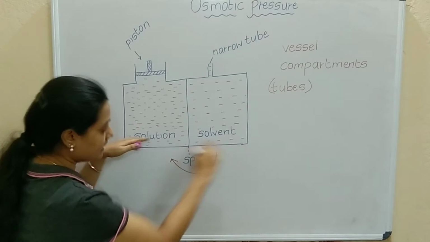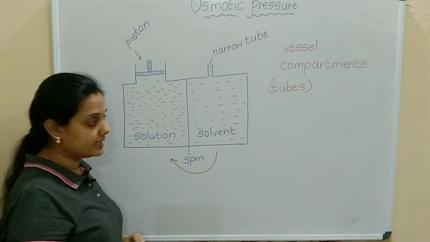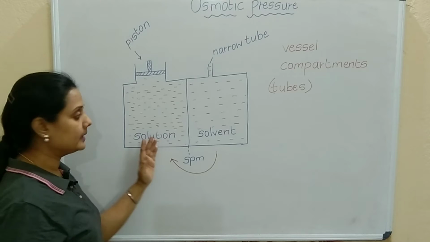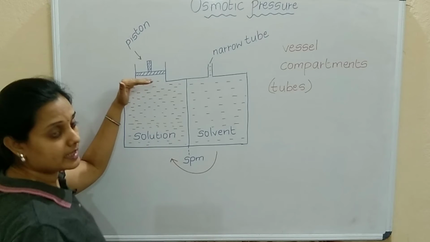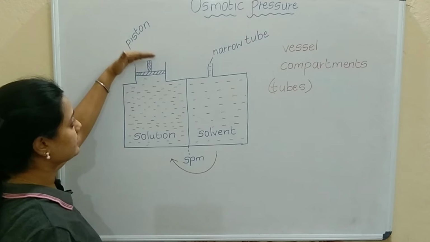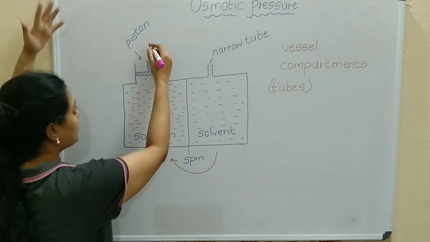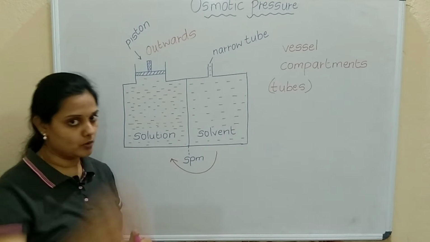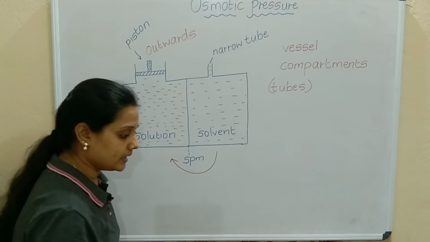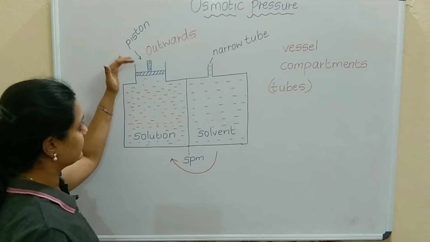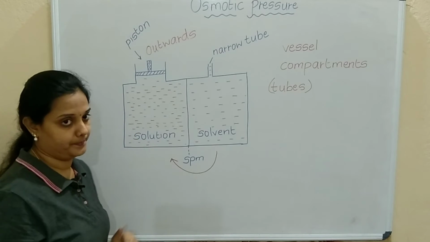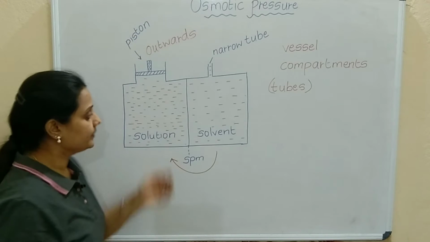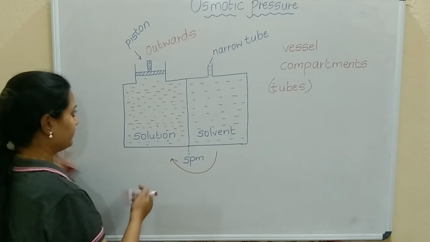Water is coming from here, so the level in the narrow tube will decrease and the solvent particles are coming into the solution compartment. So in the solution compartment the level will rise and the piston will move upwards or outwards. Now suppose a minimum excess pressure is given on the piston. Some pressure is given, that means the piston is pushed down. What will happen? The solvent molecules will move back, correct?